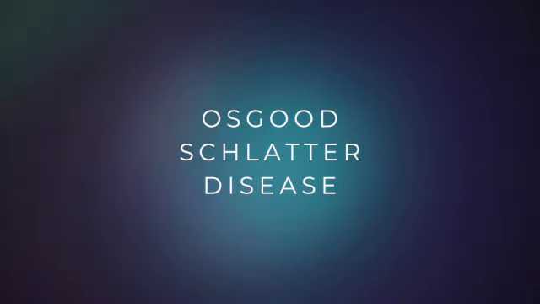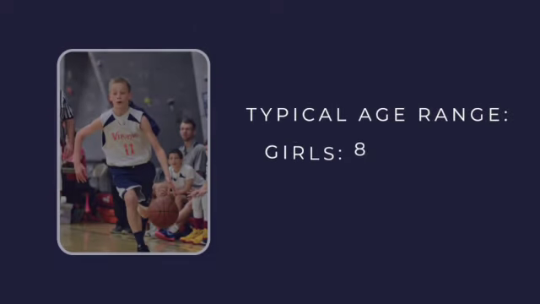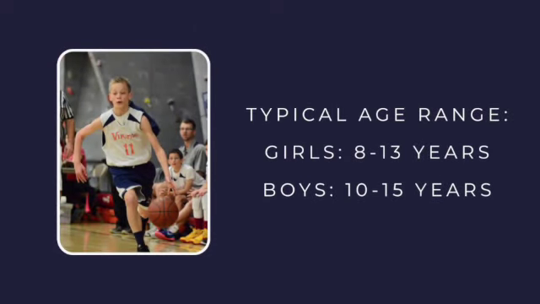In this video, we are going to talk about Osgood Schlatter disease, also known as tibial tubercle apophysitis. Osgood Schlatter disease happens in active growing children, typically between the ages of 8 to 13 for girls and 10 to 15 for boys. It affects up to 1 in 10 adolescents.